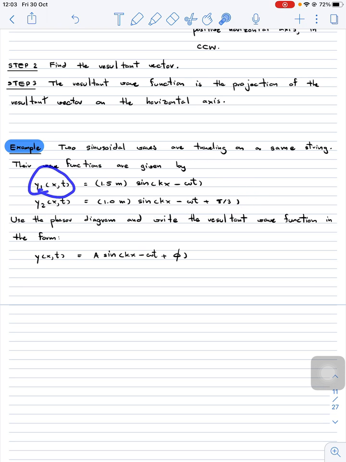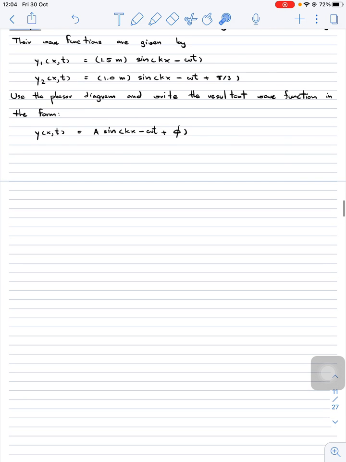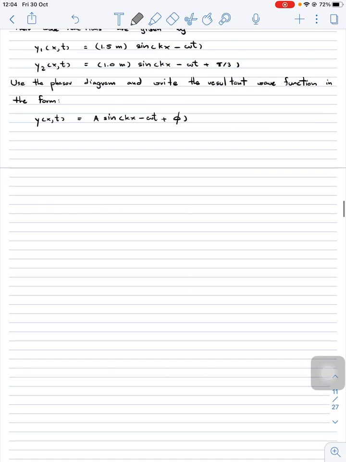The first one has an amplitude of 1.5 meters, and we have the sine function of kx minus omega t. The second one has an amplitude of 1 meter, and the argument is kx minus omega t, with a phase difference between these two of pi over 3, which is equal to 60 degrees. Now use the phasor diagram and write the resultant wave function in this form. So how about we start by writing the axis first?